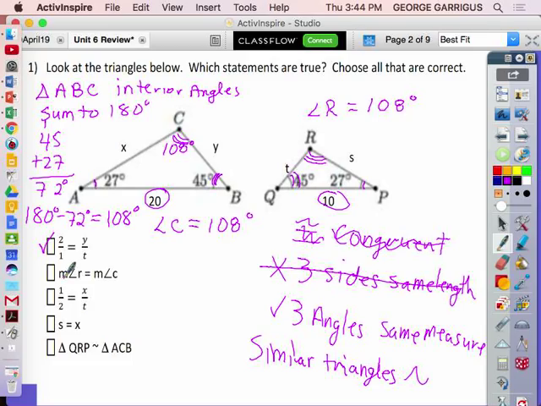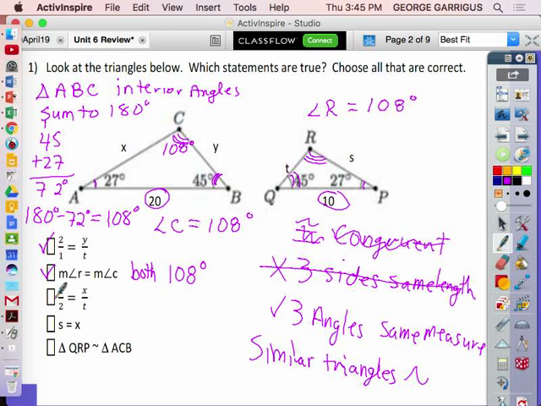Now I go to the second one. Measure of angle R is equal to the measure of angle C. Okay, well, we did that math. Let's track over here. Measure of angle R we proved was 108. The measure of angle C was 108. So that's true also. They're both 108 degrees.